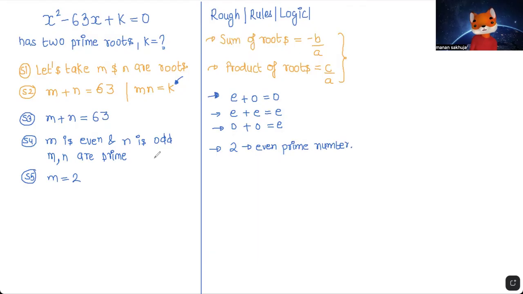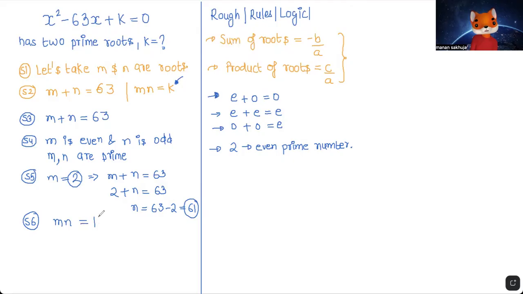Now it's easy to calculate the value of n. It's given m plus n is equal to 63. So 2 plus n is equal to 63. N will be equal to 63 minus 2, that's 61. So n is 61, m is 2. What we are trying to find is k, which is nothing but equal to the product of roots. So mn is equal to k. M is 2, n is 61. What will be the value of k, students? 122. So that's our answer for the value of k.